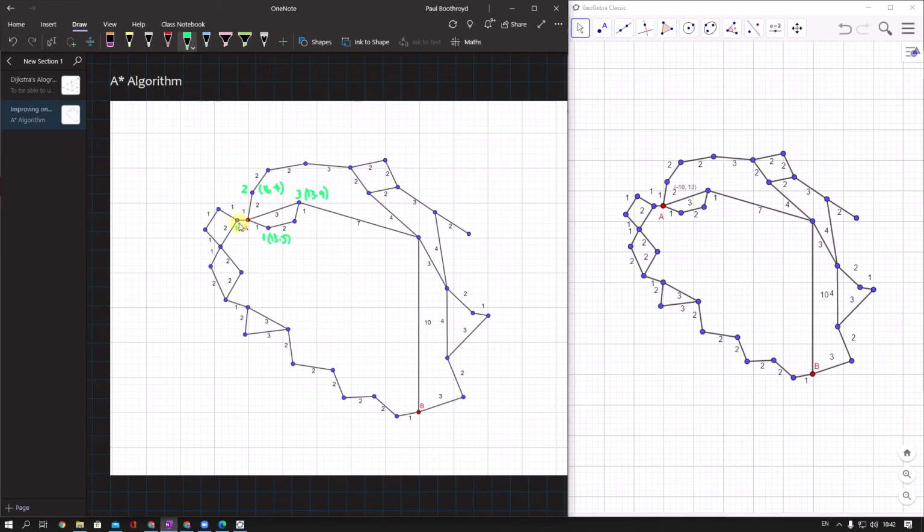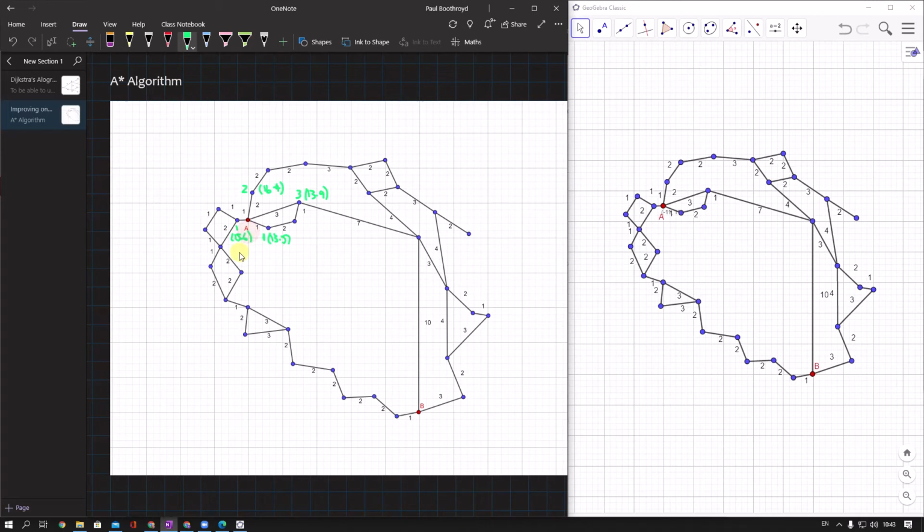And this one over here is -11, 11. So that's going to be the square root of 242, which is 15.5, 15.6.